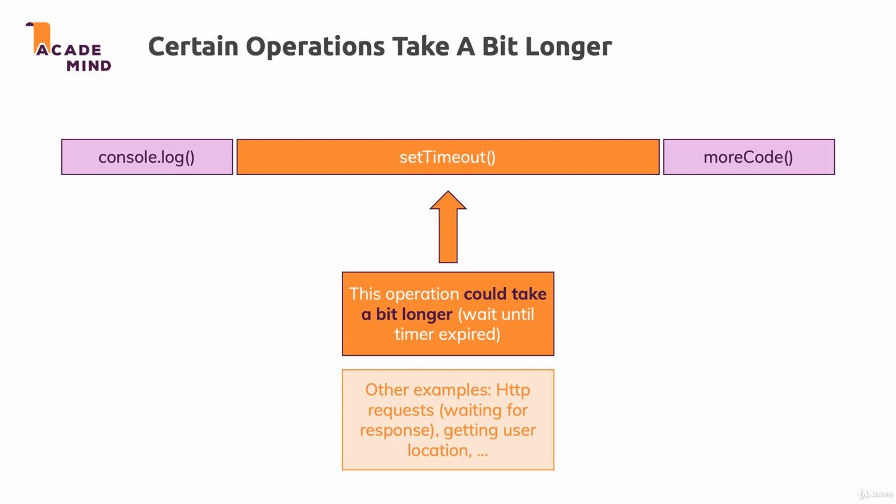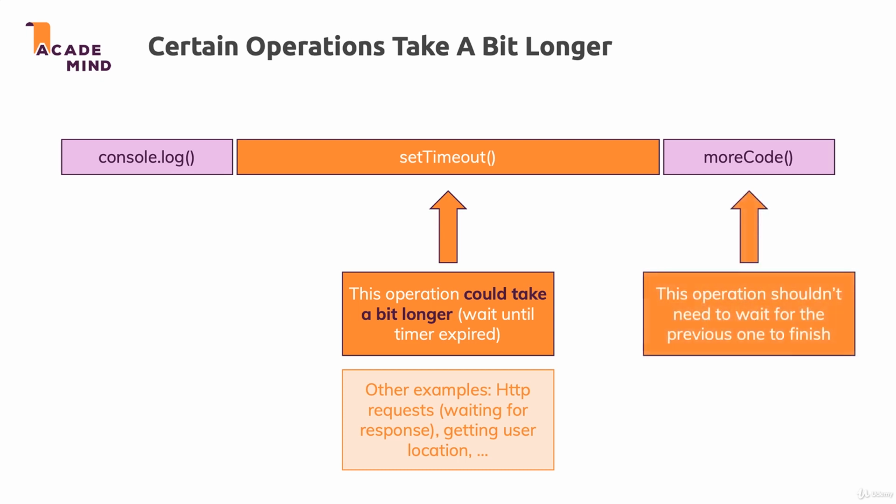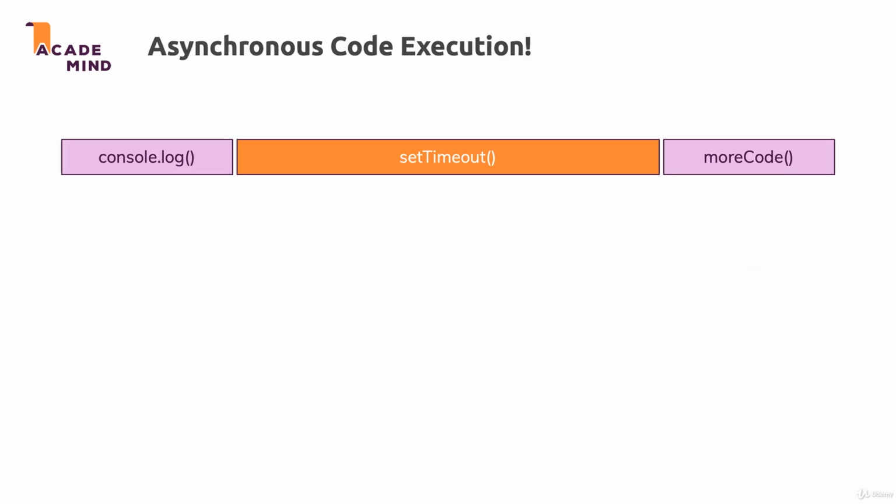So for example, if you have an event listener to listen for a button click, then this handler function that should trigger when the button is clicked would also be blocked until the timer expired or until your HTTP request is done. So you would be blocking your entire page with these longer taking operations. And that's, of course, typically not what you want. This operation shouldn't need to wait for this longer taking one to finish. And thankfully, JavaScript and browsers have a solution for that. We have asynchronous code execution.